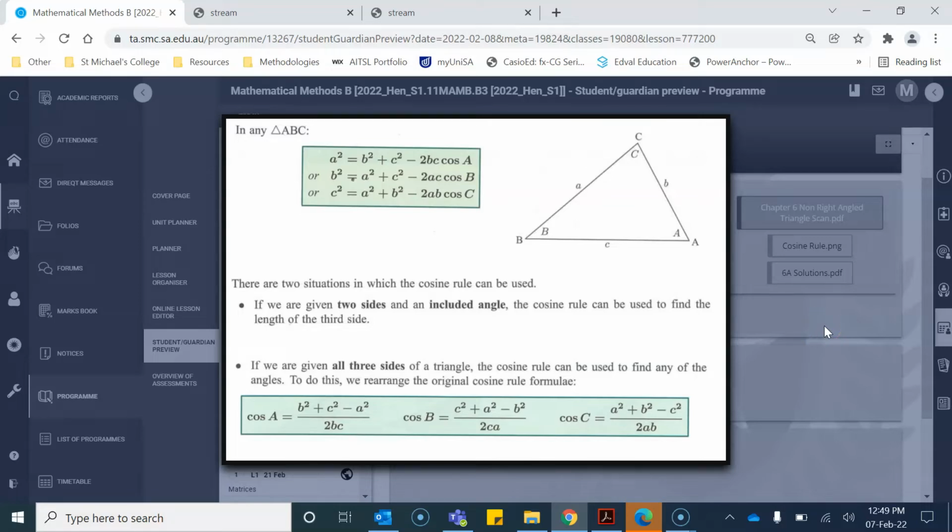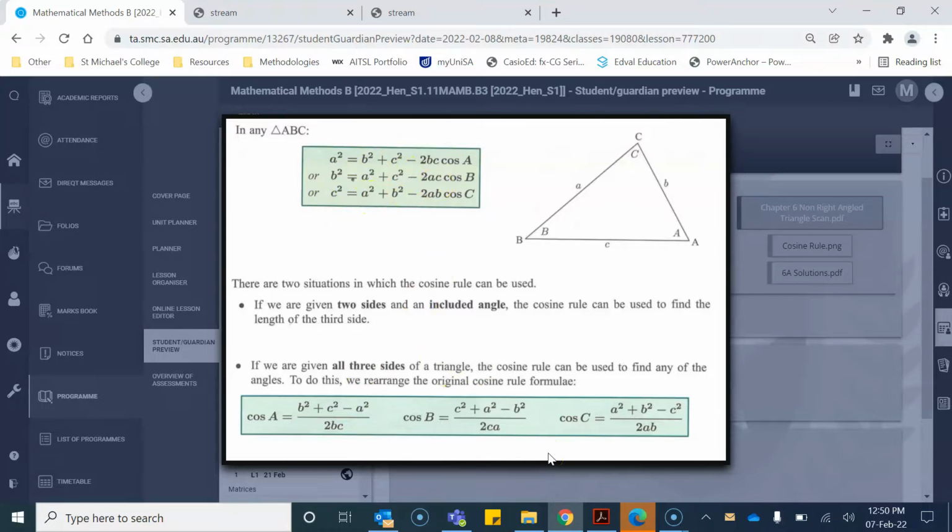Applying the cosine rule. Last lesson we looked at deriving the cosine rule, and we looked at a proof which showed where the cosine rule comes from. Now there's two situations where we can use the cosine rule. If two sides and an included angle are given in a triangle, we can use the cosine rule to find the length of the third side. Or if all three sides in a triangle are given, we can use the cosine rule to find any unknown angle. And as part of our lesson yesterday, we noted each of these into our exercise book.